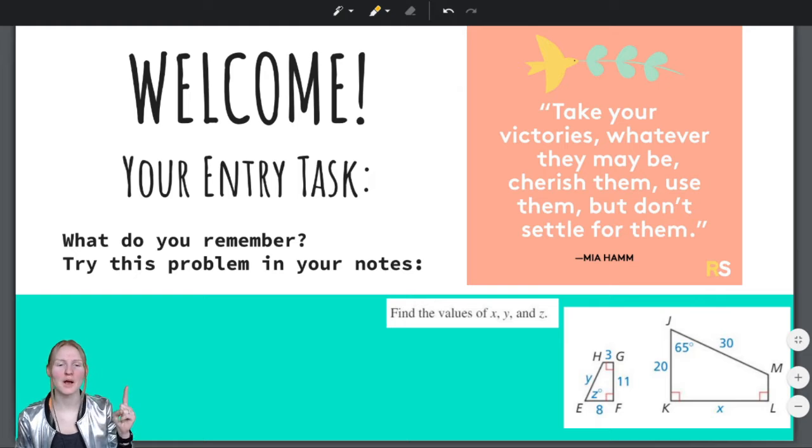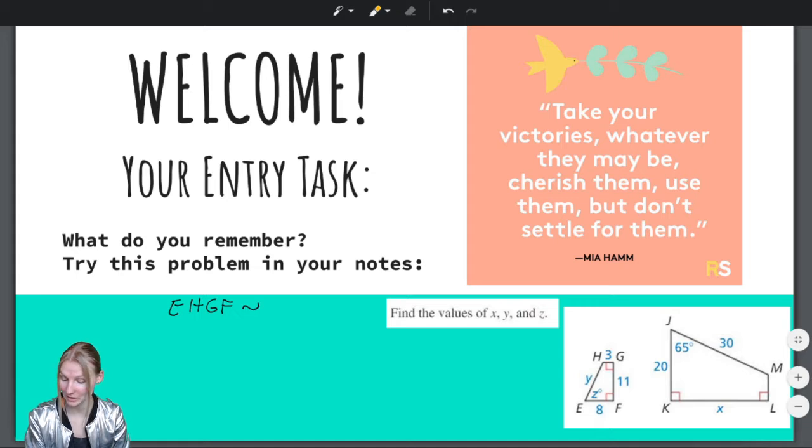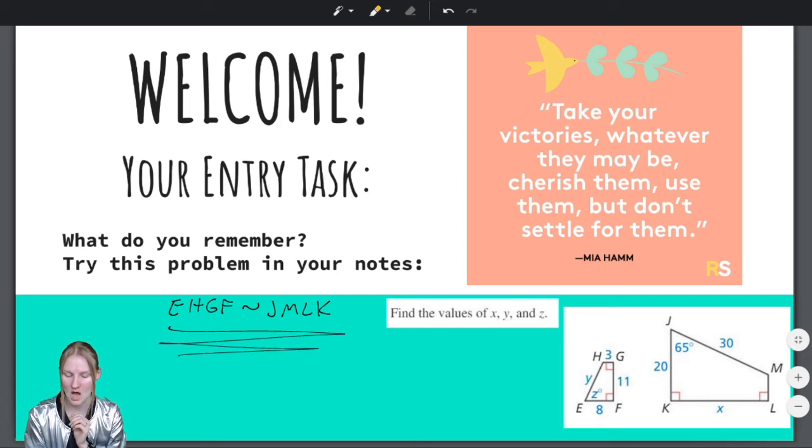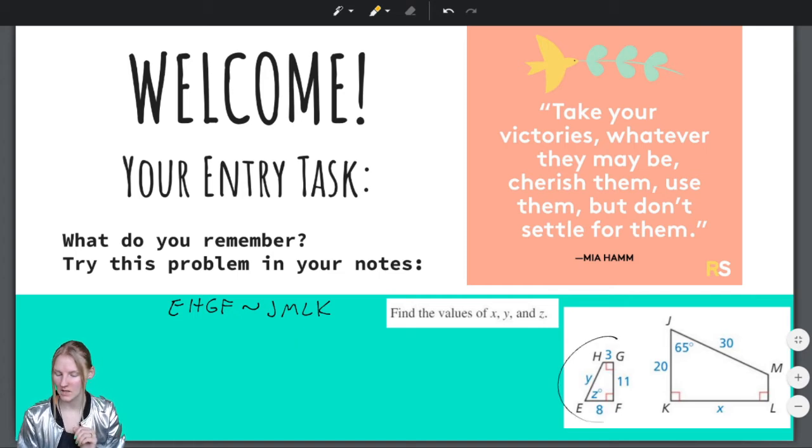You know what to do. Pause the video and try this problem in your notes, but before you do, there's one very important piece of information that I forgot to give you in the instructions, which is that trapezoid EHGF is similar to trapezoid JMLK. That is very important information. We cannot do this problem unless we know that these polygons are similar.